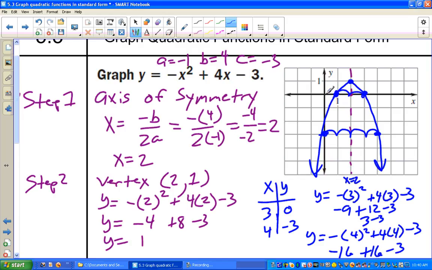And a way you can check this, at least this point, is that the C right here is the y-intercept. So I should have a point at negative 3 on the y-axis. So if I go to the y-axis and go to negative 3, there's a point there. So I know that I have the right y-intercept. So I at least know these 2 points are right. And because we calculated properly, we can be 100% sure that these 2 points are accurate also.